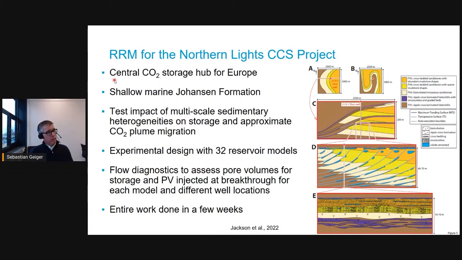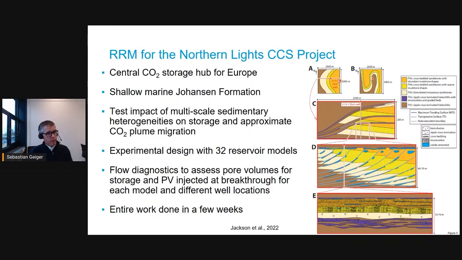So what Will did is he looked at the Northern Lights project, which is envisioned as a central CO2 storage hub for Europe in the North Sea. The formation that is being targeted is the shallow marine Johansen formation. There are a lot of multi-scale geological uncertainties present in that formation. So things like, what's the coast, what's the shape of the shoreline, how are small-scale features like calcite-cemented parts in the reservoir that could block or reduce the lateral connectivity of the target formation.